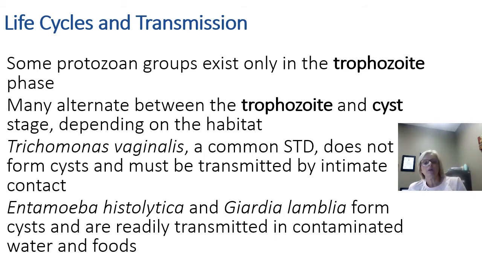One of these is going to be Trichomonas vaginalis, and this is a common sexually transmitted disease. Actually, they're usually called STIs now, for sexually transmitted infections. It's just a play on words. This one does not form cysts, and it has to be transmitted via intimate contact, which is sex. We also have Entamoeba histolytica and Giardia lamblia, and these both form cysts and are easily transmitted by contaminated food and water.